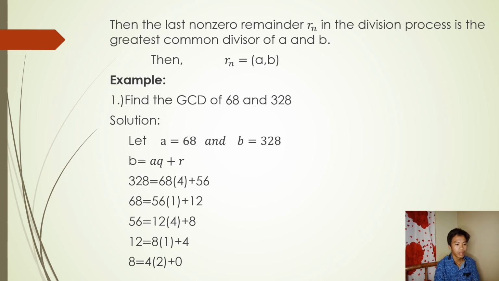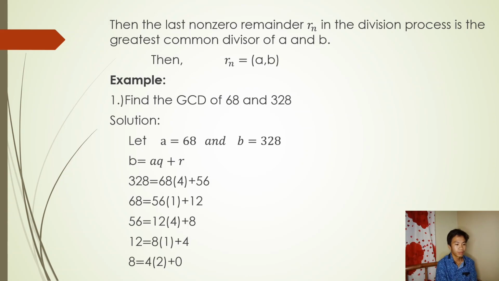Example: find the GCD of 68 and 328. So here is the solution. Let a equal 68 and b equal 328. Here is the formula: b is equal to a q plus r. So 328 divided by 68 is 4 and the remainder is 56.